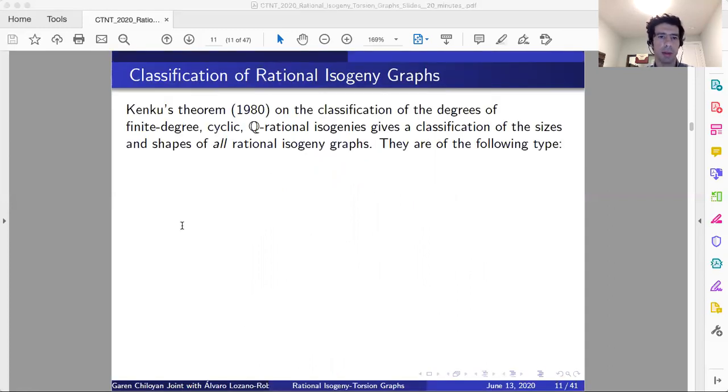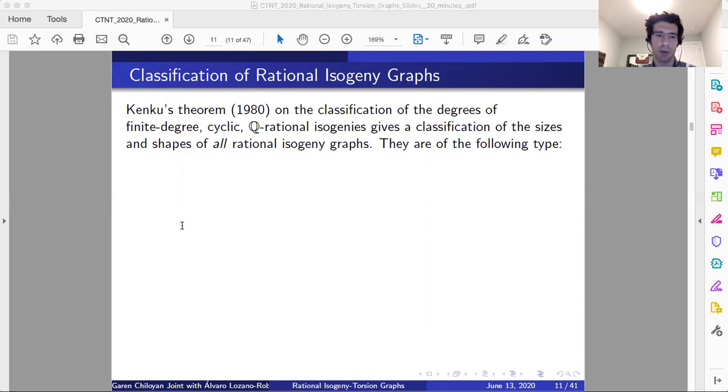Sarah asked the question whether the isogeny class of a rational elliptic curve has at most 8 curves. In 1980, Monsieur Kenku proved not only this theorem, but significantly more. Kenku's theorem is cited as the answer to Sarah's question. It is, in fact, that the isogeny class of a rational elliptic curve is a set of size at most 8 elements, but that is not the full strength of Kenku's theorem. What Kenku really proves is so much more. He classified the size and shape of all possible rational isogeny graphs.